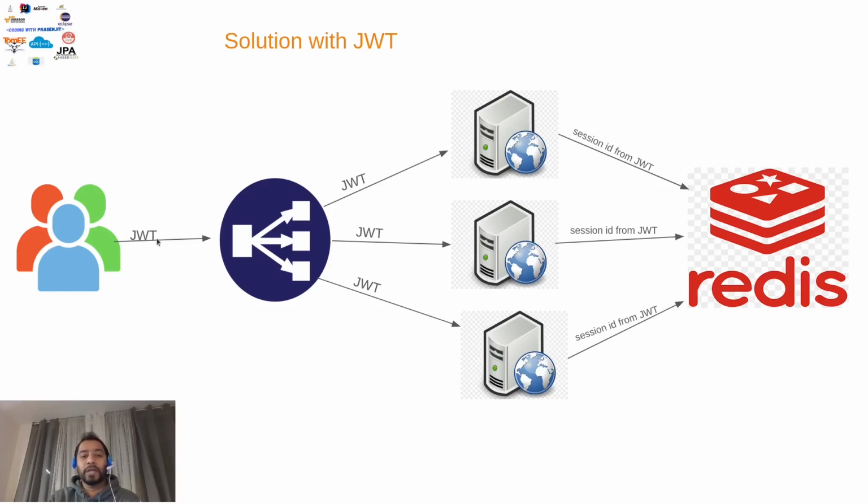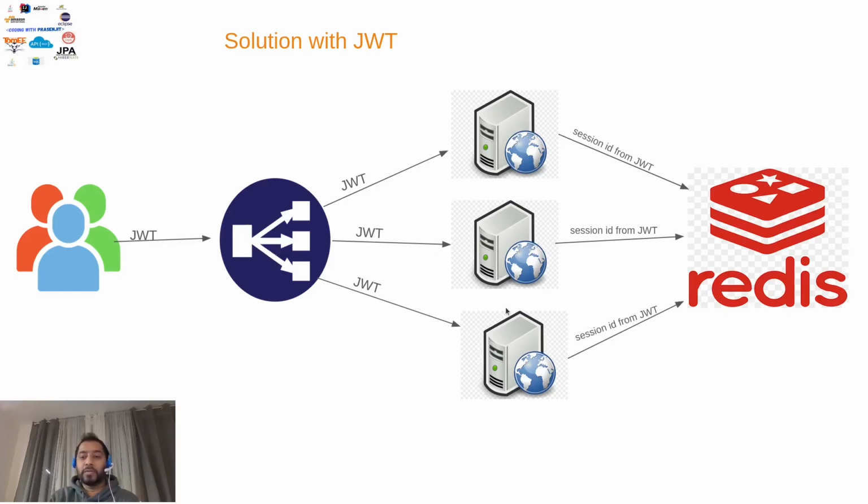And then in the next request, the browser will send that JWT to the load balancer, and then the load balancer will forward it to any one of the servers. Here you don't need to manage the sticky session, so the load balancer can forward it to the server where there is less load. Because now the server doesn't need to store the session, any request can be processed by any one of these servers.